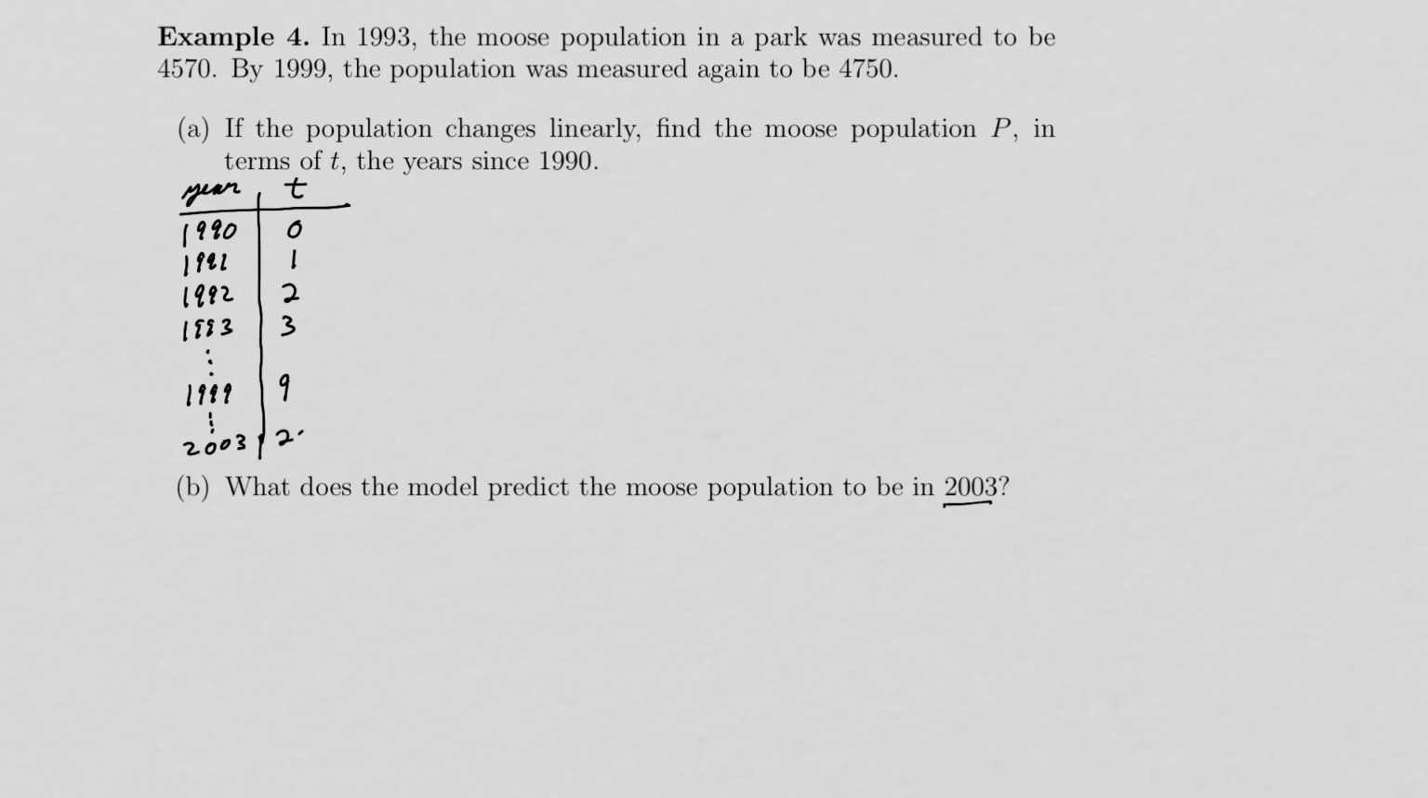Again, I can just say it's 2003 minus 1990. And that's equal to what? 13, I guess, right? So it'd be 13 in that case.